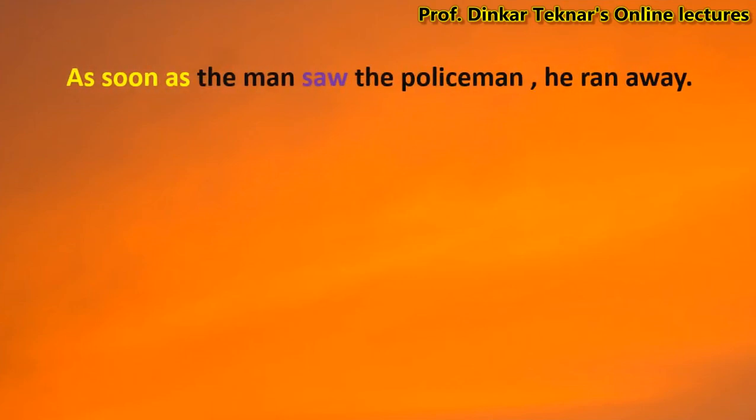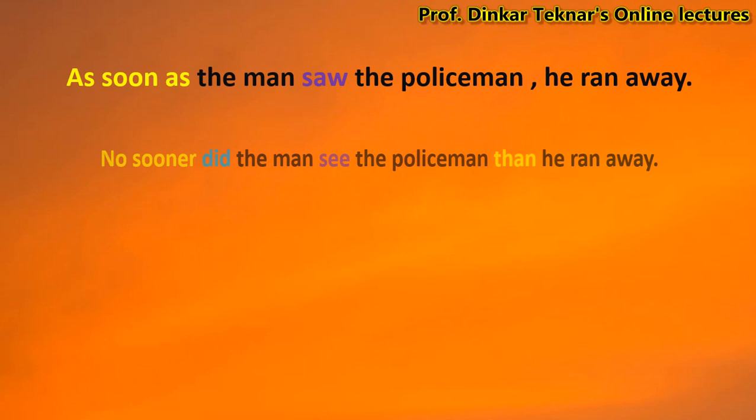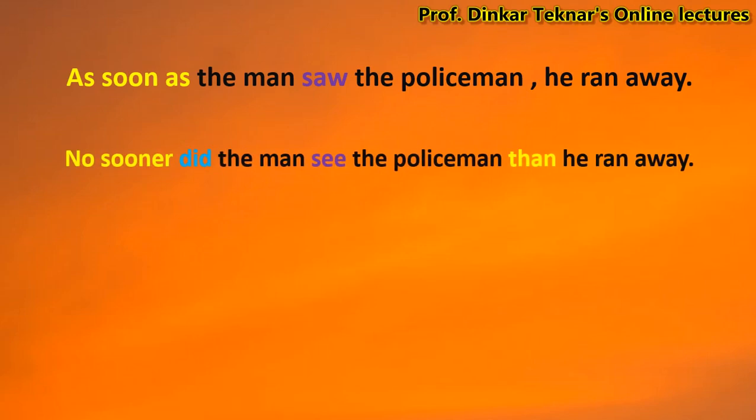Now look at another sentence. As soon as the man saw the policeman, he ran away. No sooner did the man see the policeman than he ran away. The first sentence begins with as soon as. The second sentence begins with no sooner. In the first sentence, there is a comma to join two clauses, and in the second sentence, this comma is replaced by than.